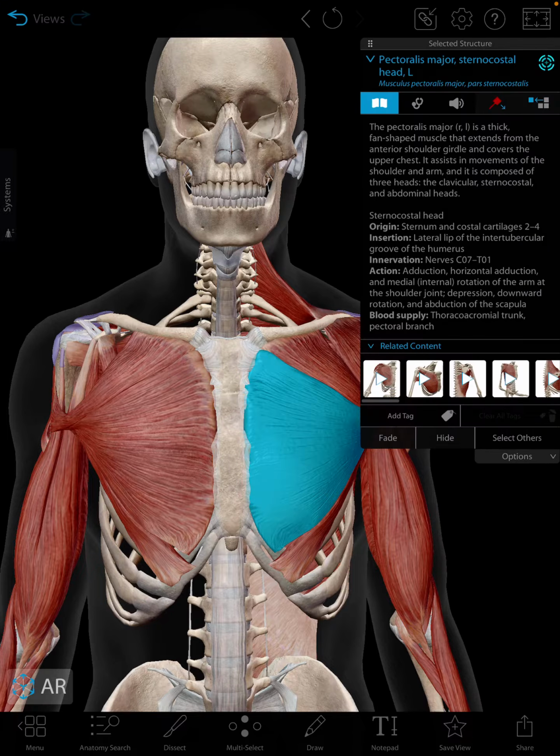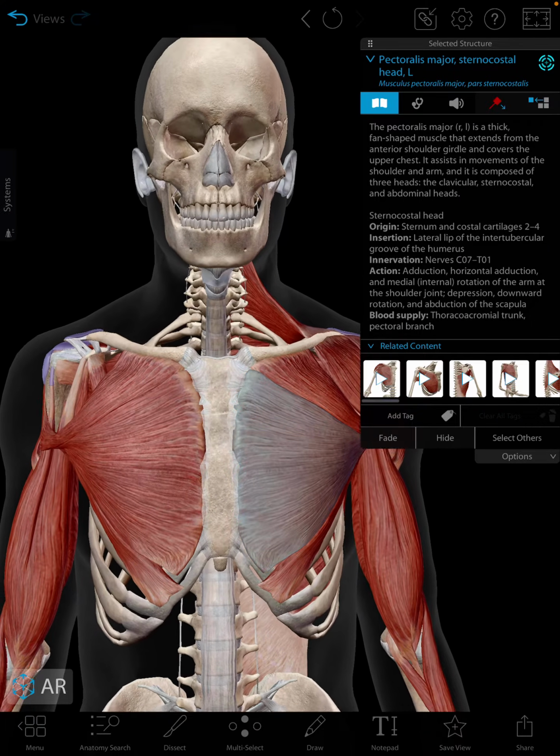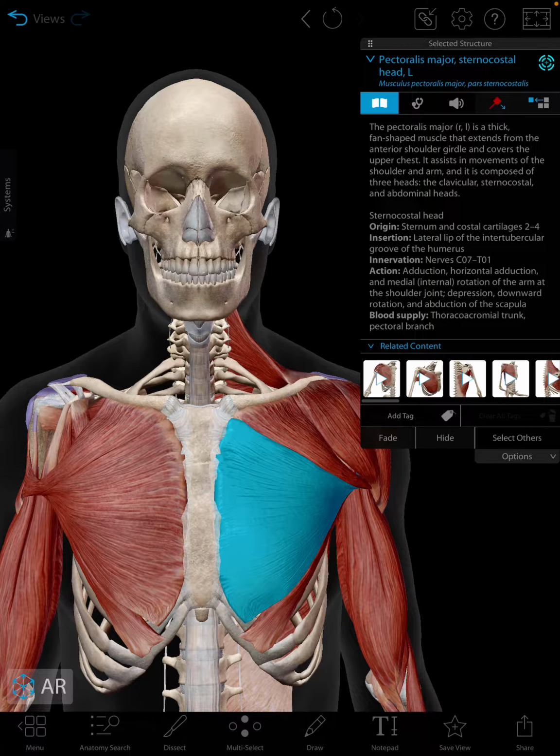It also travels over, if you see here, it comes over and it inserts on our intertubercular groove, or intertubercular sulcus of the humerus, just like some of our other muscles like the teres major and the latissimus dorsi. So whenever this contracts, it's going to cause adduction, right? So bringing our arm in, and it can also cause some internal rotation as well, okay?